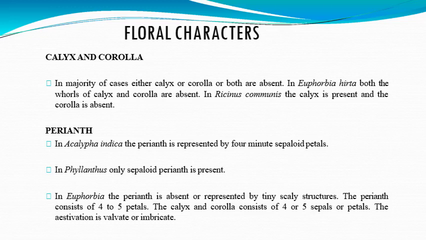So on the basis of the arrangement of sepals or petals in perianth, the arrangement of sepal and petal with one another, we call as estivation. So it possesses two types of estivation. One is valvate, another one is imbricate. In valvate, the sepals and petals merely touch each other at their edges, while in imbricate, the margins of sepals and petals overlap each other.